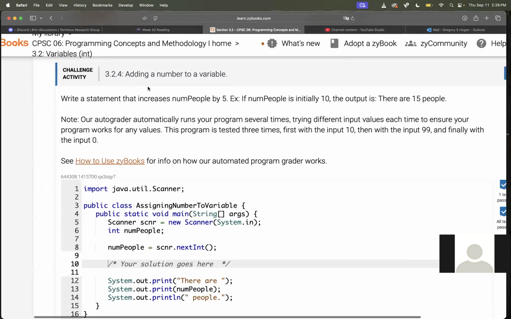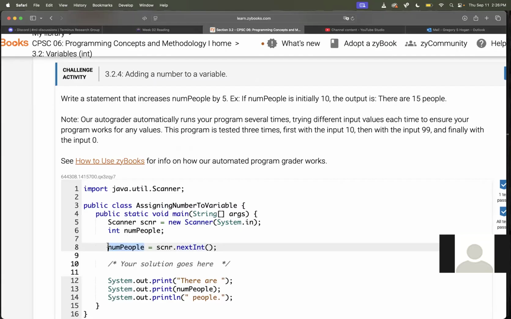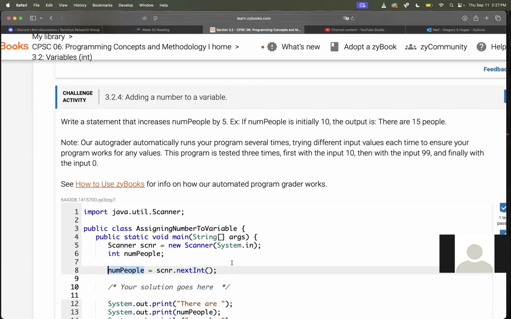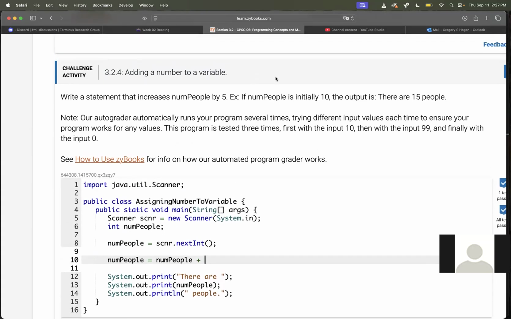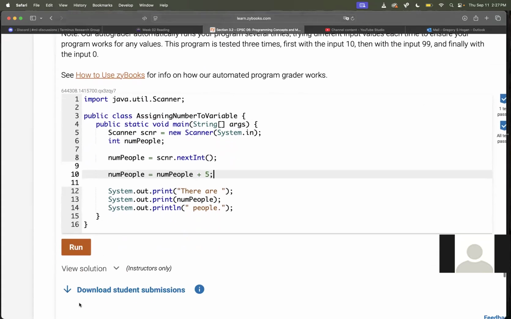So new challenge activity 3.2.4, write a statement that increases num people by 5. Okay, so I'm not going to think too hard about this. Just going to write it. So num people equals num people plus what? How many people are we increasing it by? It says by 5. So add 5. And I'll run it and we will get it right.